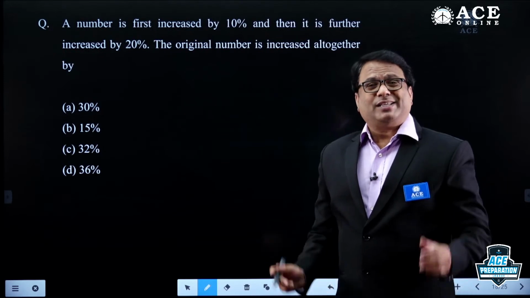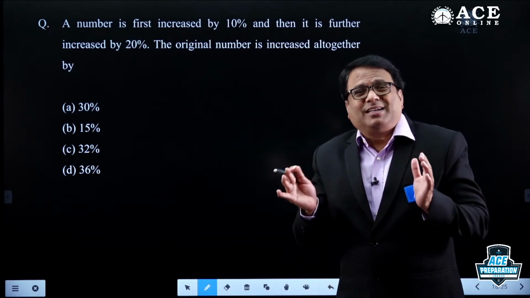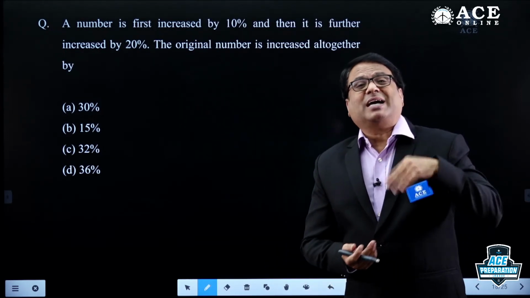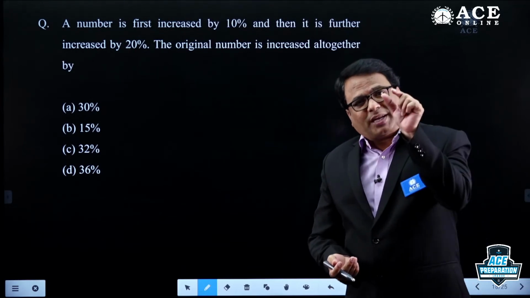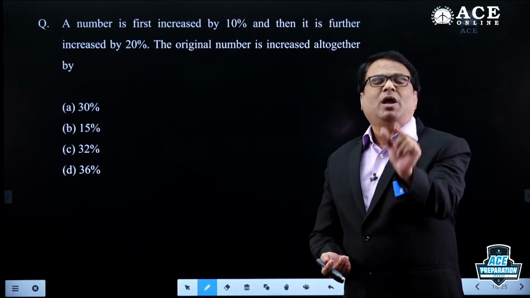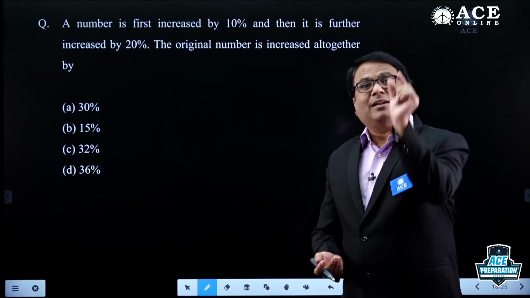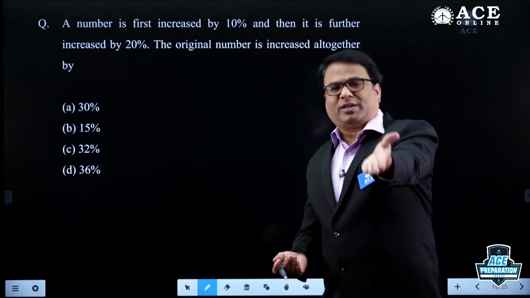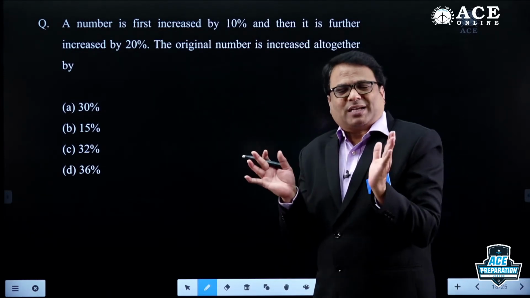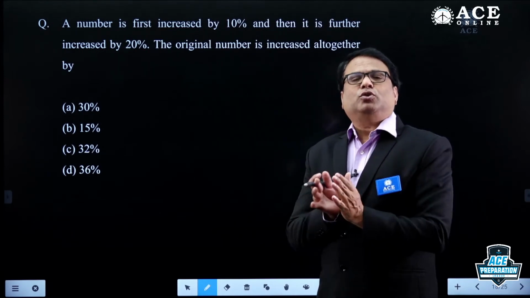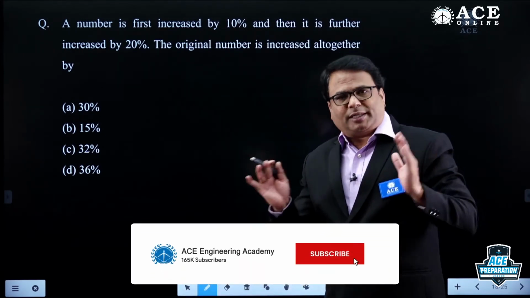Because friends, it is not a case of flat increase. It is a case of successive increase. First you increase a number by a certain percentage. After that you get a new number. And that new number should be increased further. So it's a case of successive increase percentage. So you can't take the answer as 30%.